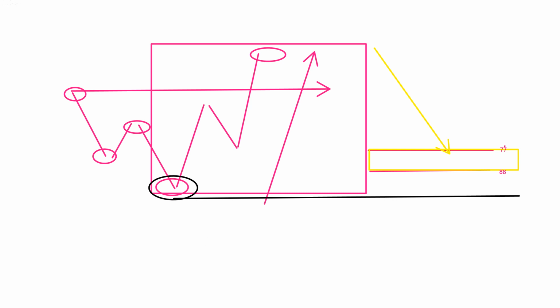What's going to be your first target? First target, another Fib number. And the second, you let it run, and you are managing your stop by moving the stop under each swing low you are going to have. So that's the setup if you want to go long.